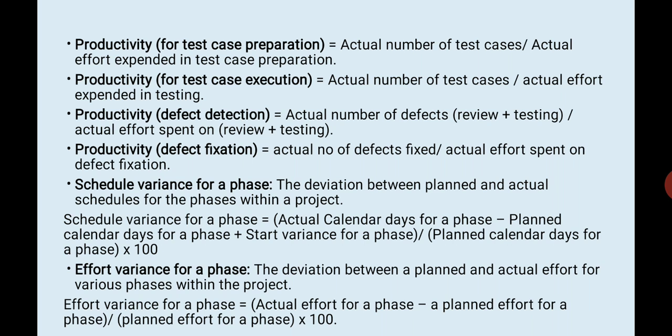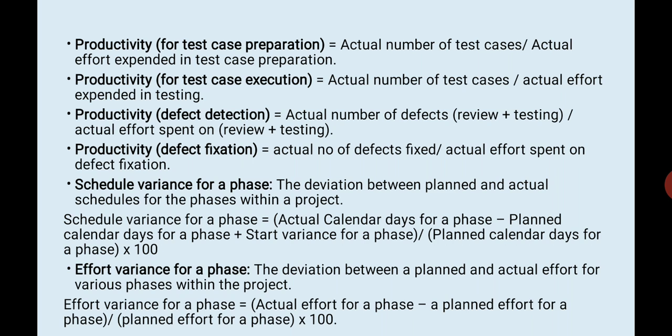Okay, the productivity of defect detection. Actual number of defects, that is review plus testing, both divided by actual effort spent on review plus testing. Next is productivity of defect fixation. This is equal to actual number of defects fixed divided by actual effort spent on defect fixation.